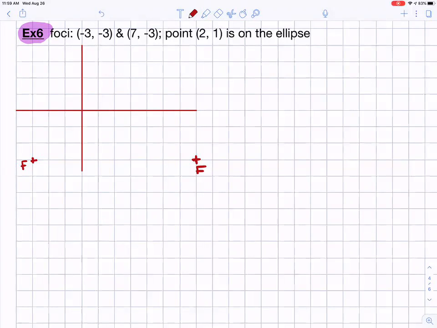Okay, how do I find the center? Yeah, it's just going to be smack dab in the middle, right? How many units are between the 2 foci? There's 10, right? So in order to get to the center, I just have to go either 5 from the right or from the left. Okay, so then if that's the case, my center is going to be this guy, right? Okay, so let's write that down. Where is my center? 2, -3. Okay, so there's my H and my K, all right?